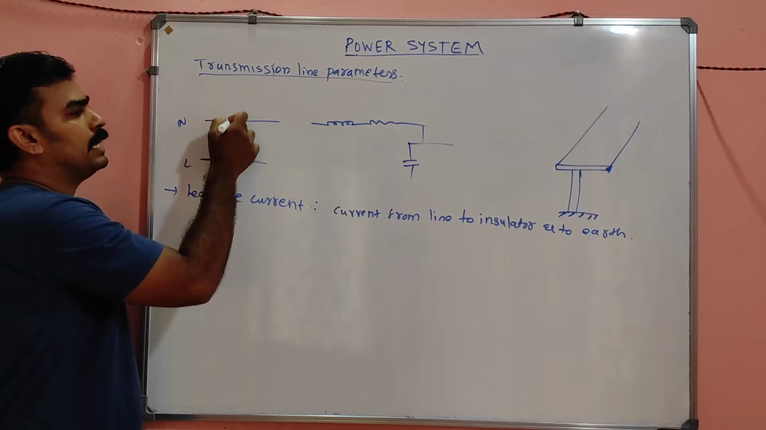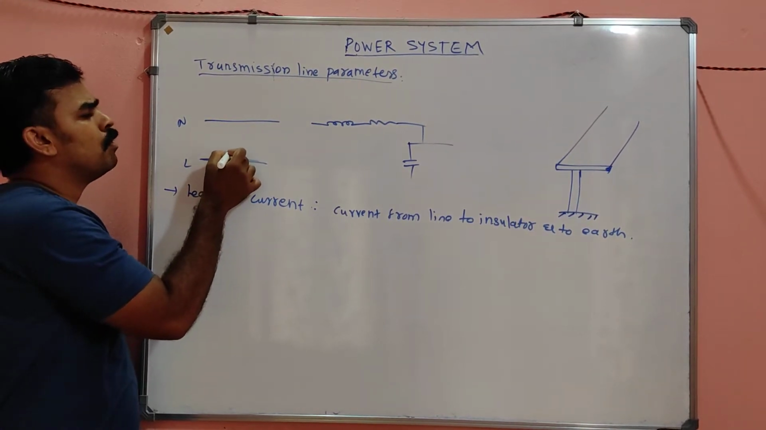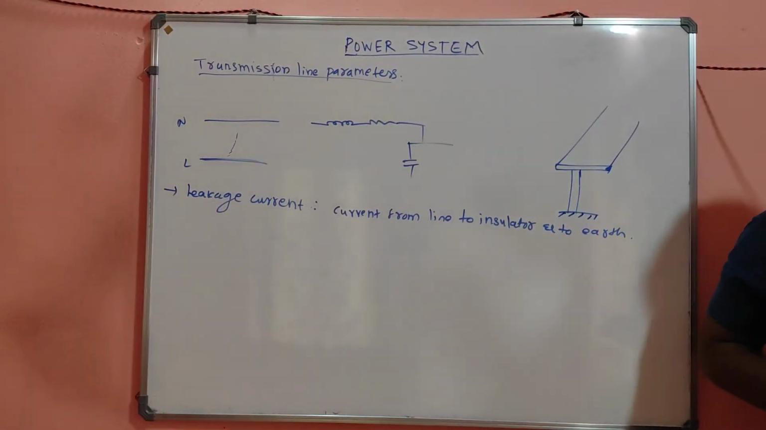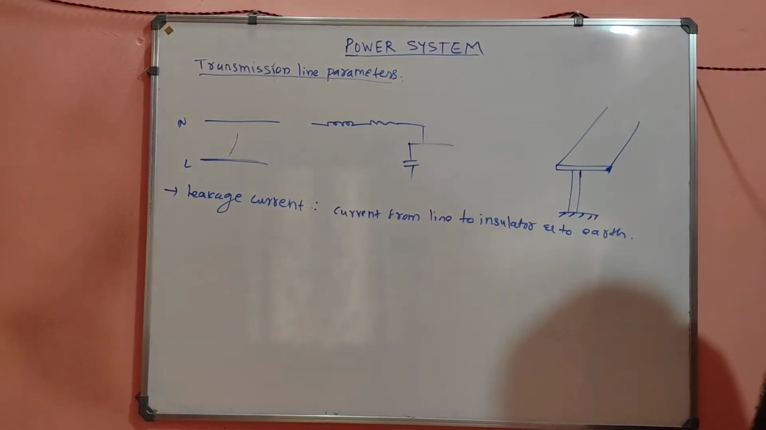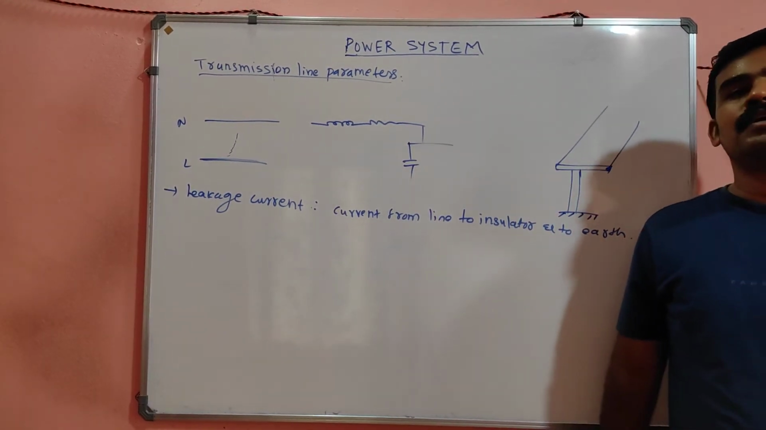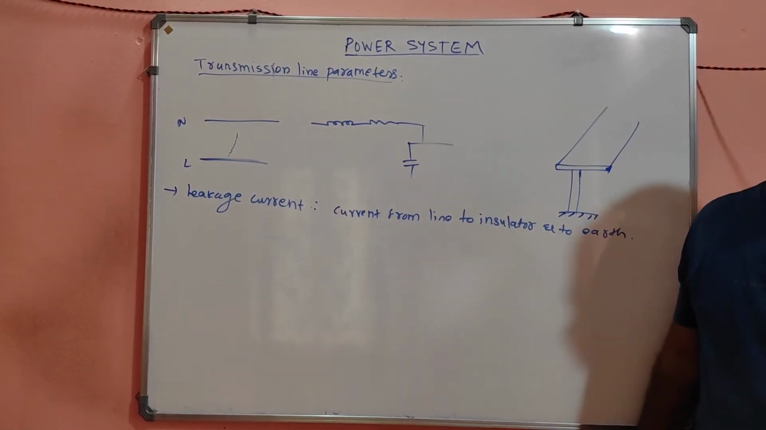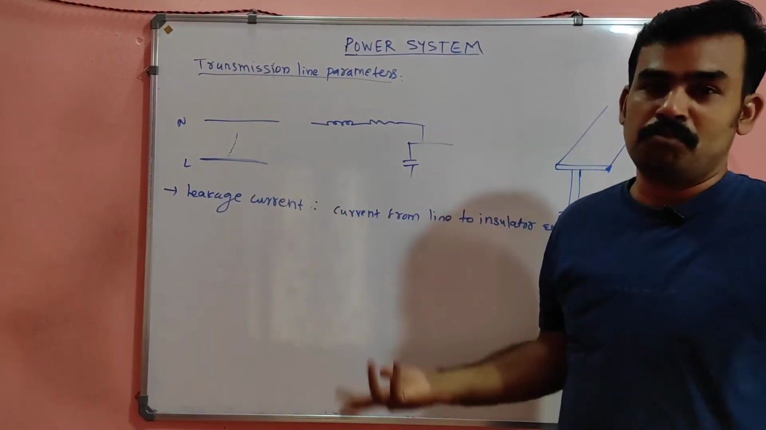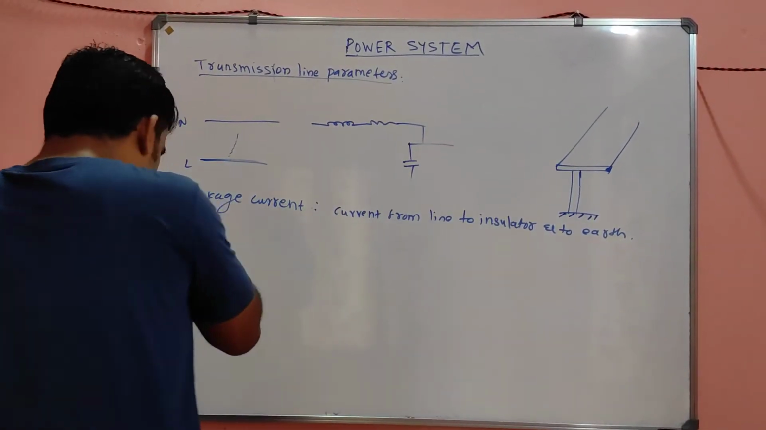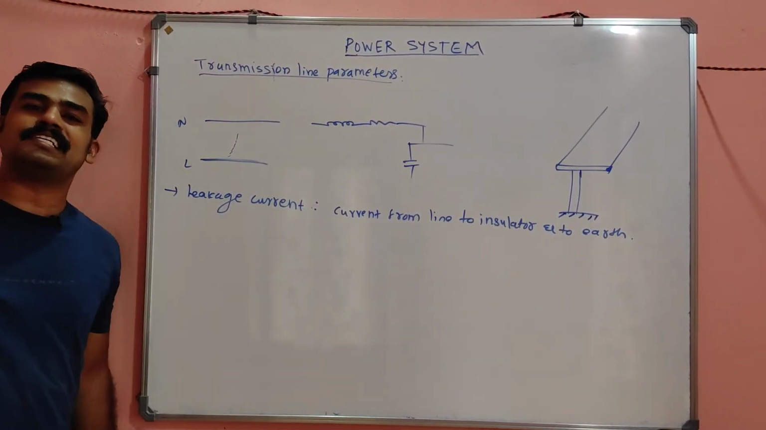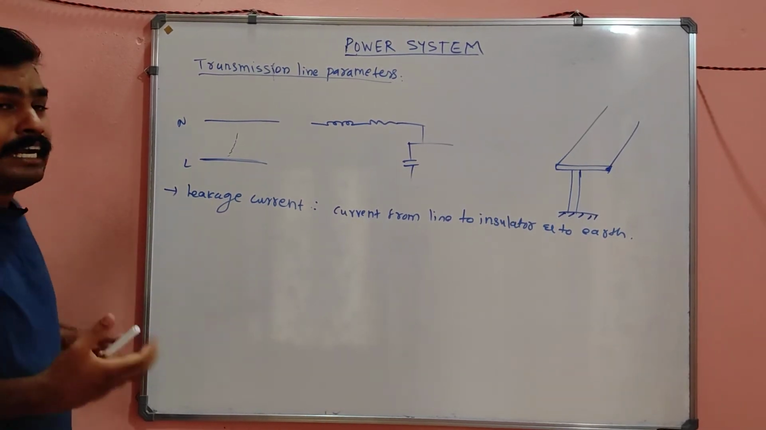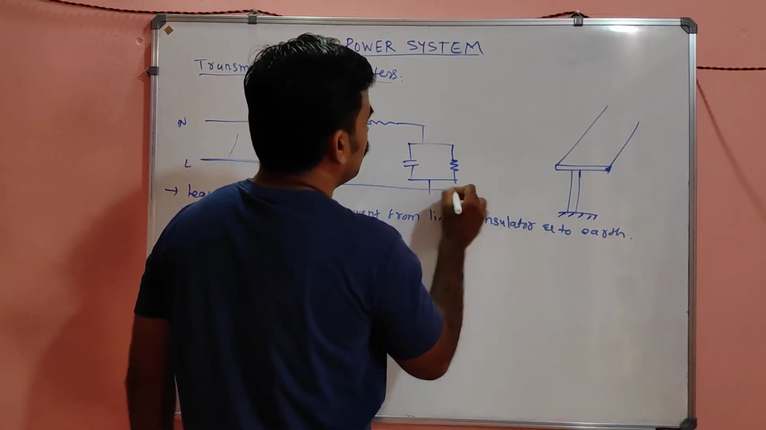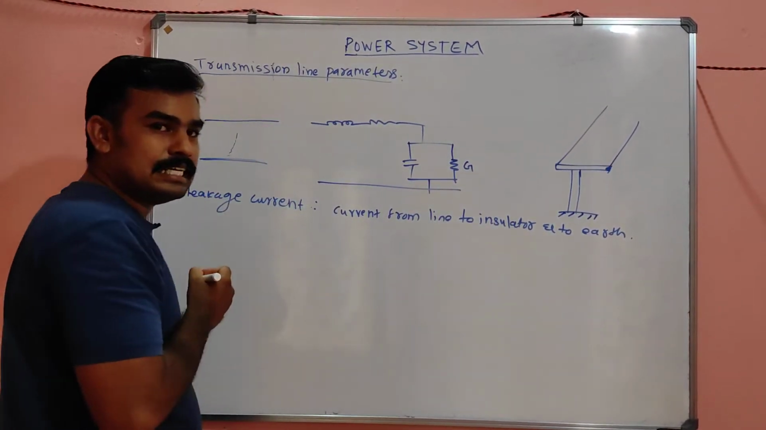Also, the air: there is a small current across the air also, because the air also conducts. It is not a perfect insulator. The air contains humidity, dust and water droplets, and there will be a small current crossing the insulating medium also. So in short, my dears, there will always be some leakage current in the transmission line, and that leakage current is represented by the conductance G.